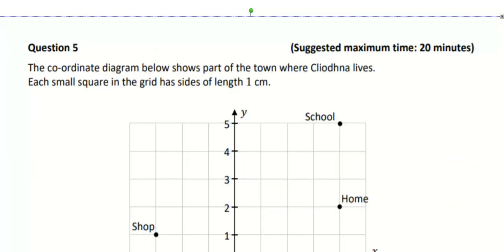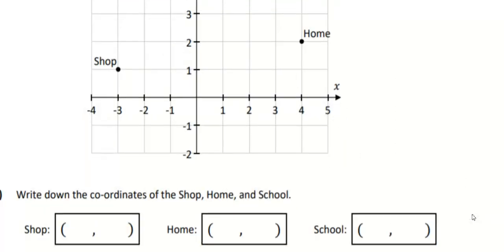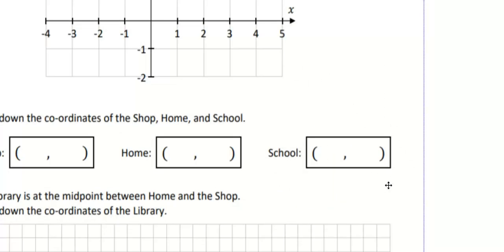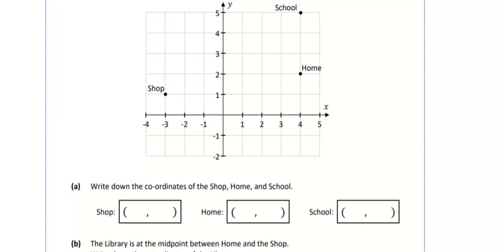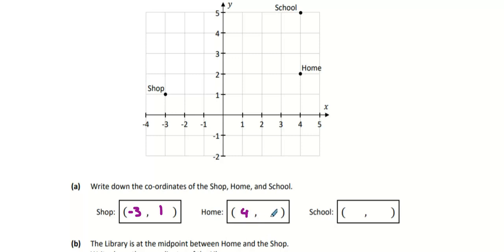Next, question 5. Label each of the following points on the following graph. Okay, so we can see the shop is (-3, 1): minus 3 across, 1 up. Home is (4, 2): 4 across, 2 up. And the school is (4, 5): 4 across, 5 up.